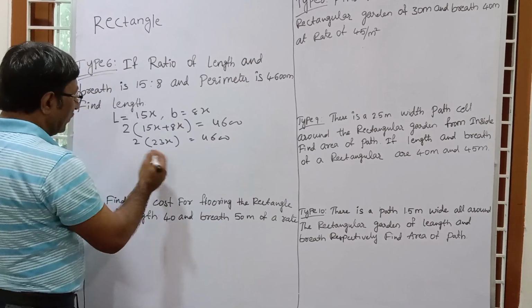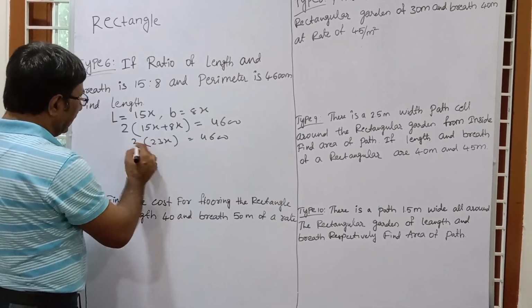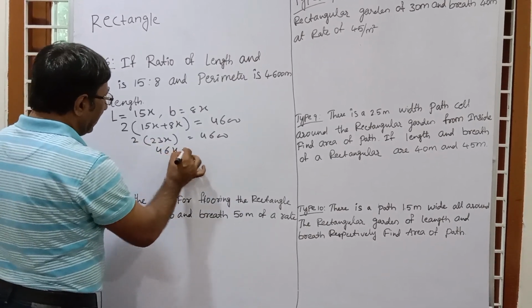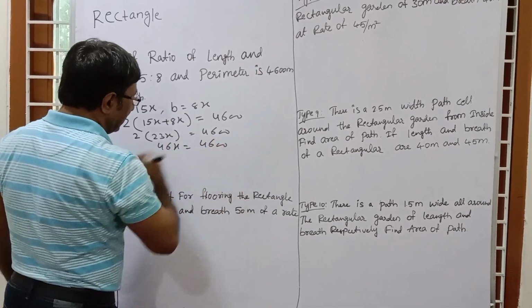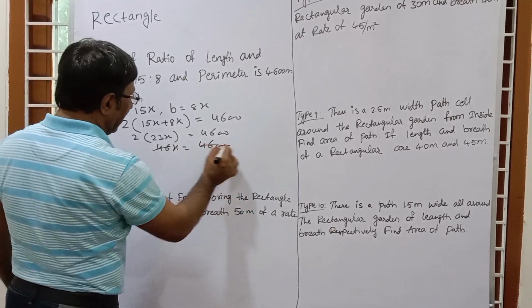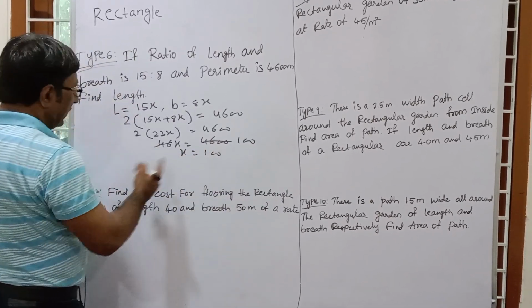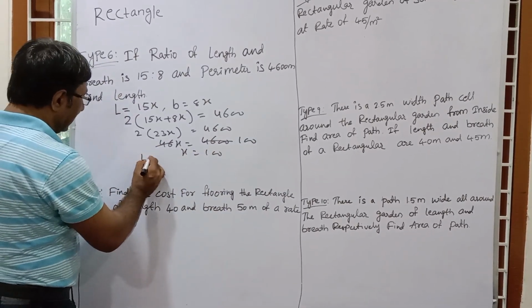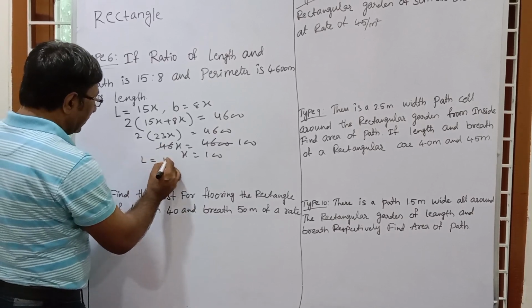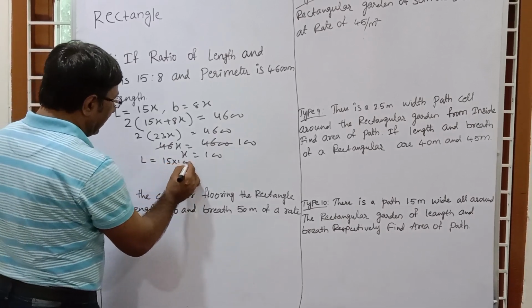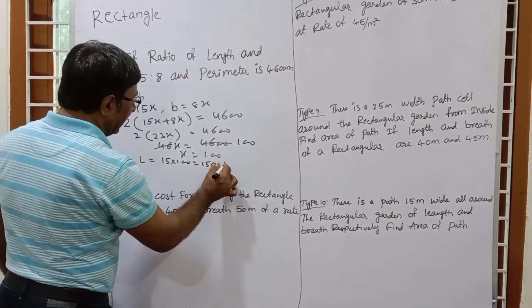4600. So if you want to find x, 46x equals 4600. So 46 ones are 46, that is 100. So x equals 100. If x equals 100, then length is what? You can say 15x. So this is 15 into 100. So this is 1500 meter.